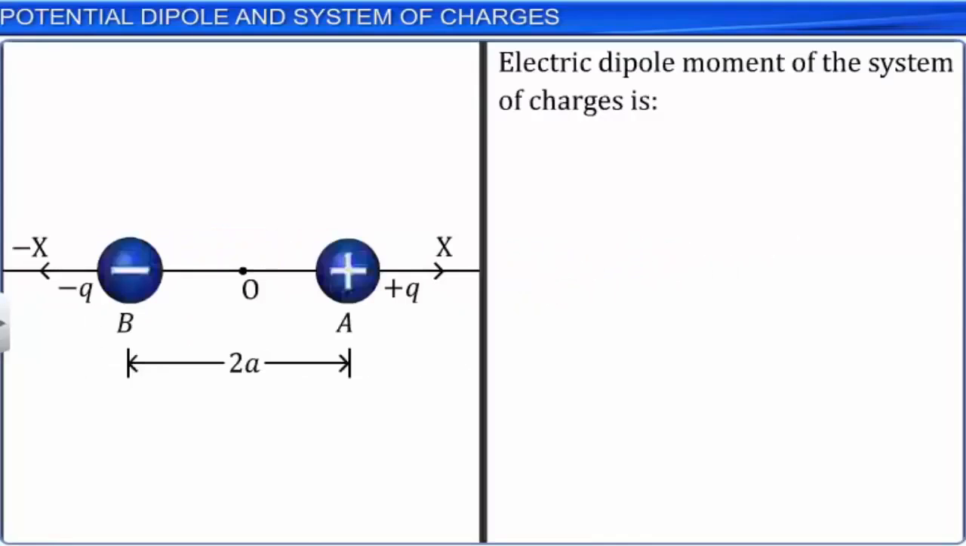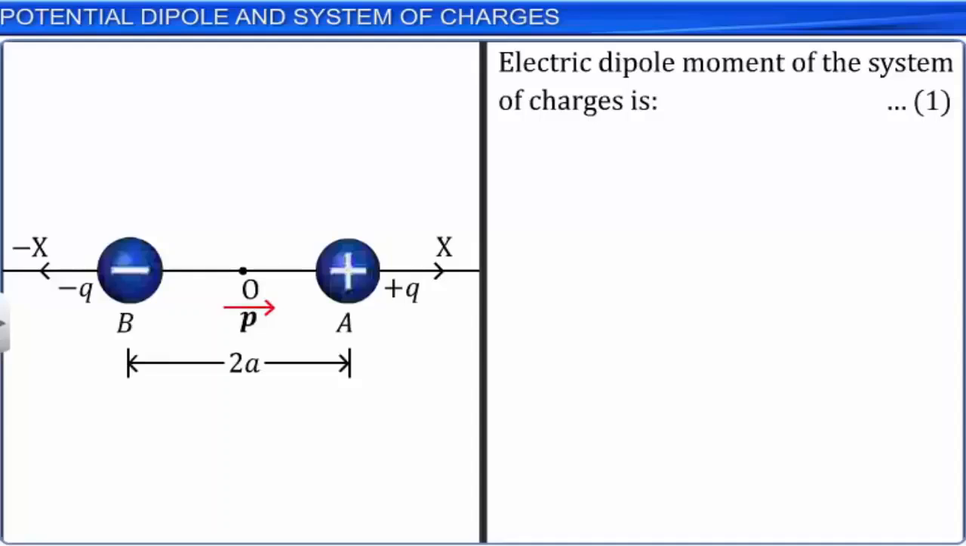The electric dipole moment P due to the dipole is equal to 2aQ, and the dipole moment P points from minus Q towards plus Q. Let this be equation 1.